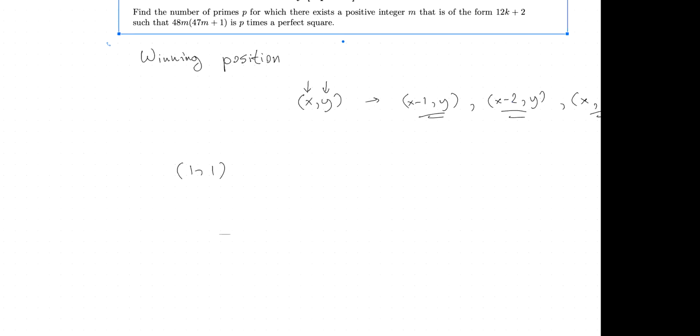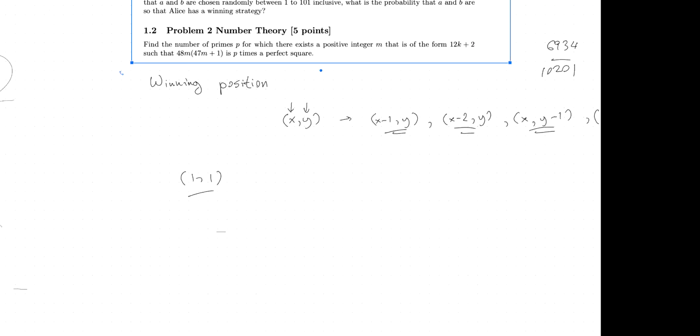Okay, so for (1, 1), if Alice goes first, Alice can immediately remove 1 from this position and win. So this is a winning position for Alice. Well, about (1, 2)? Same thing, right? Alice just picks one of these numbers and removes one, and Alice wins regardless. And if you just do this, you realize that any position of the form (1, i) is a winning position for Alice, by simply taking 1 from the first number. Likewise, for (i, 1), this is also a winning position for Alice.